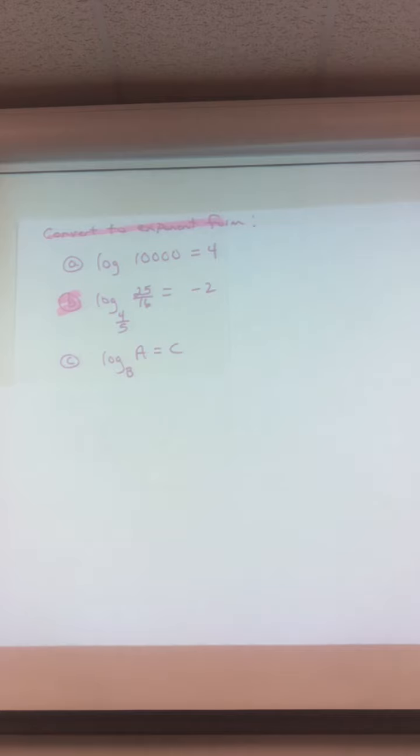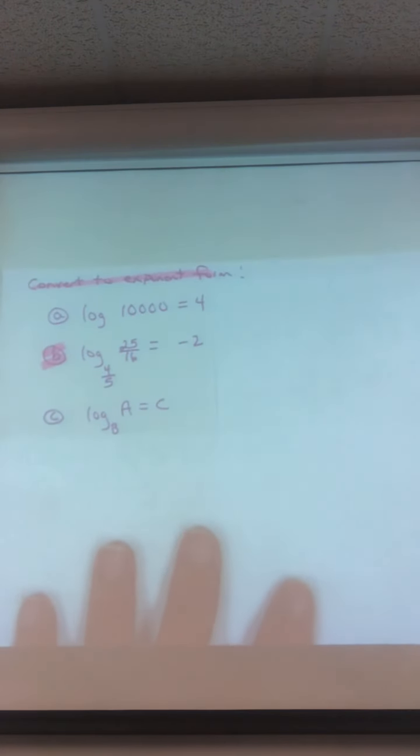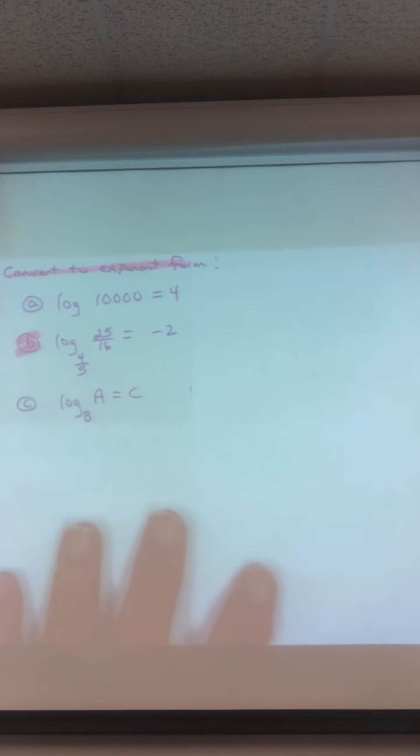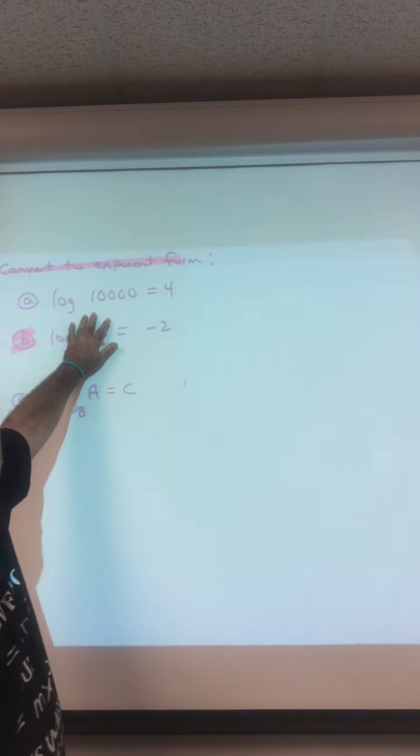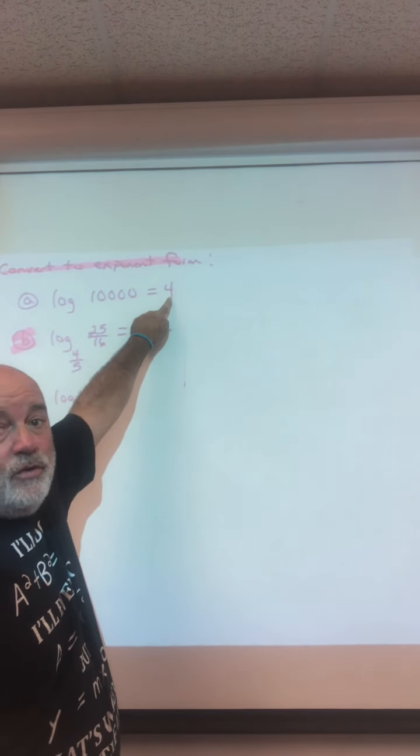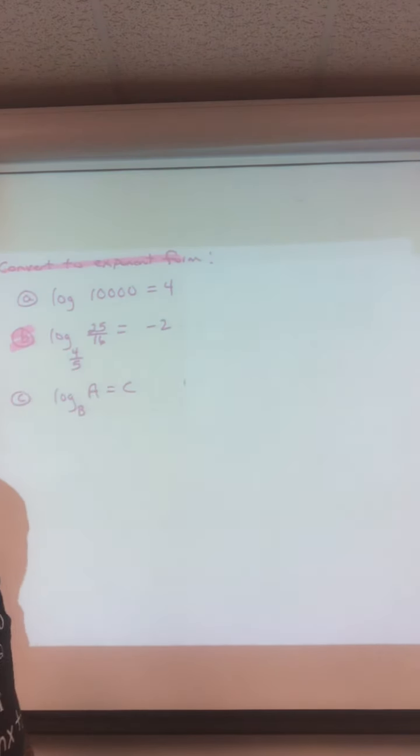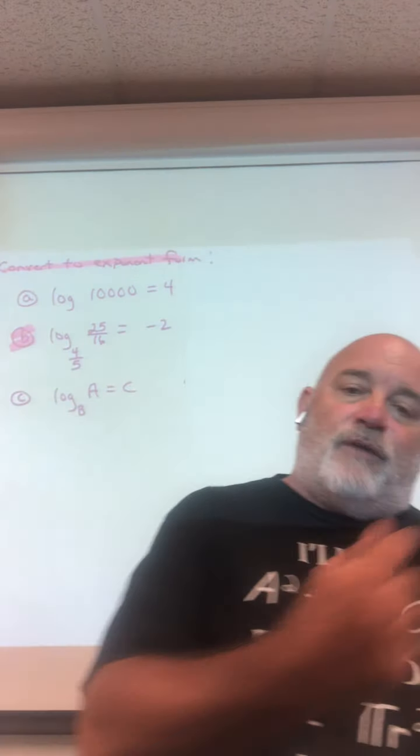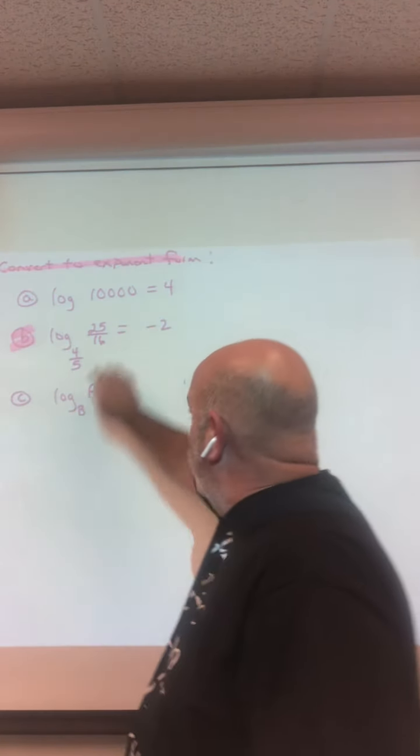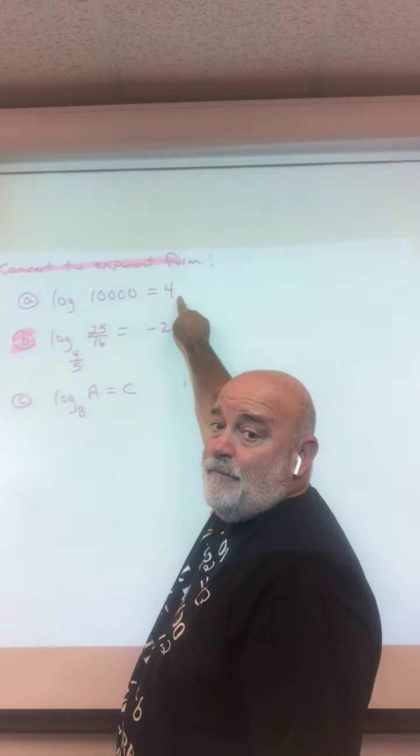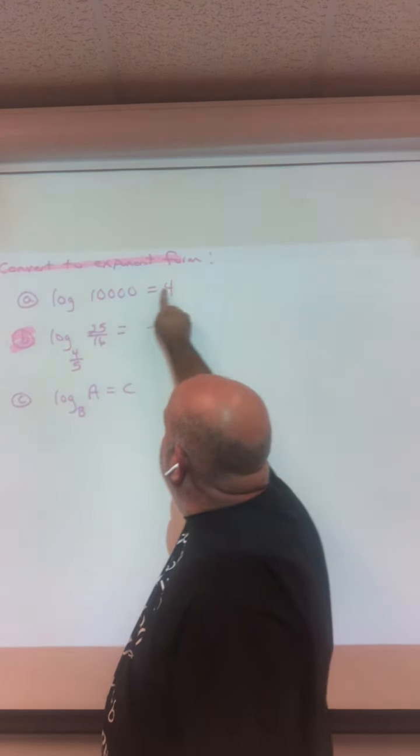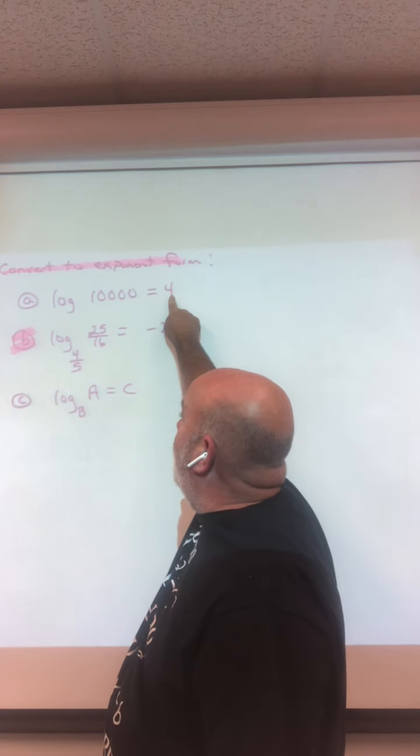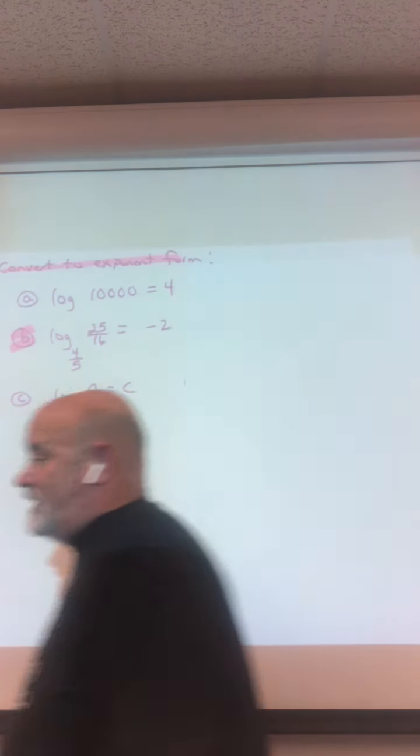Okay, I'm assuming you've copied these 3 down. Now, we're not working these out. I'm not asking you to work this. I'm giving you the answer. So there's nothing to do here. All I'm wanting you to do is convert it to exponent form. So this is a true statement. All right, so if you convert it, what's the base? 10. Your answer is your exponent, 4, and that should equal 10,000.